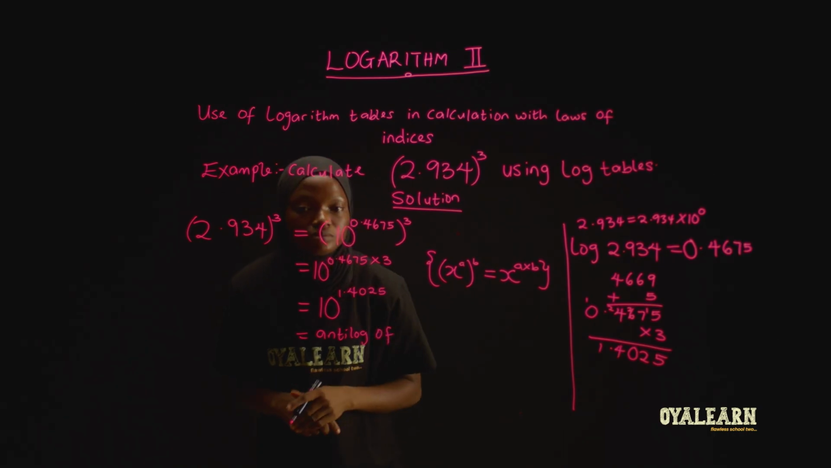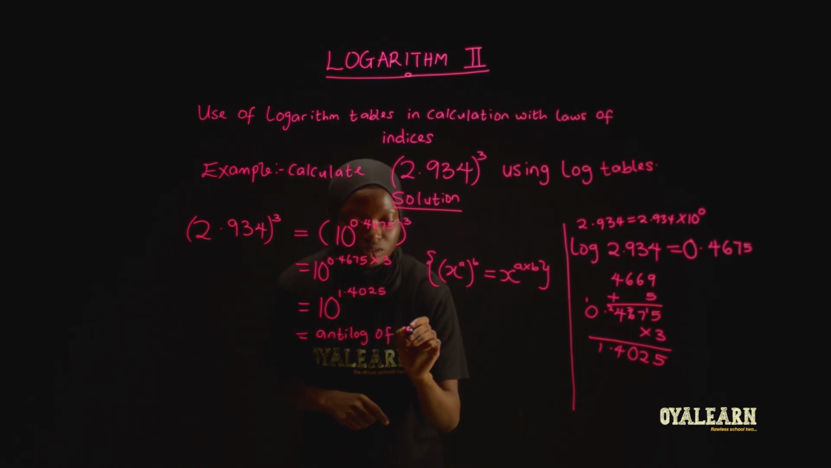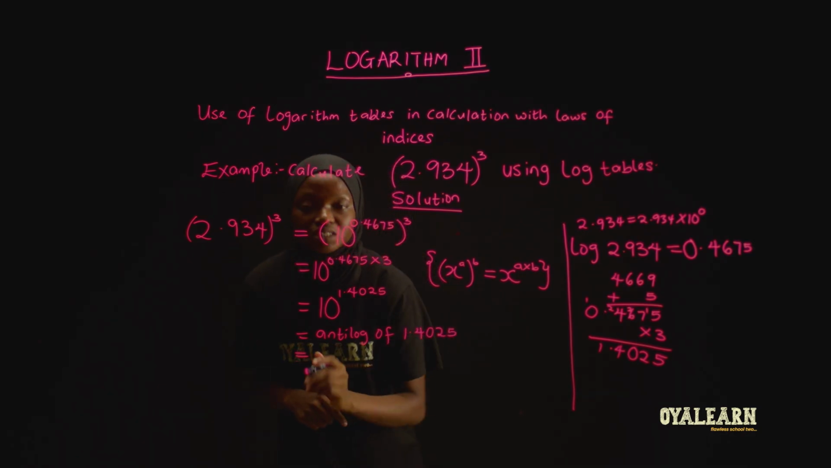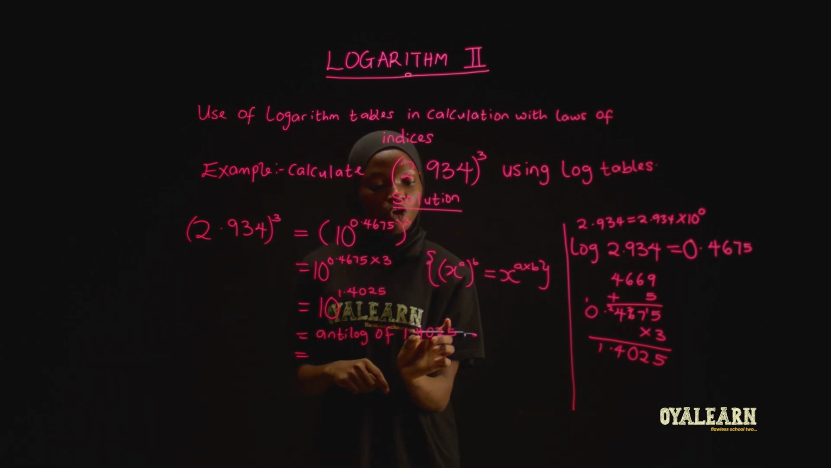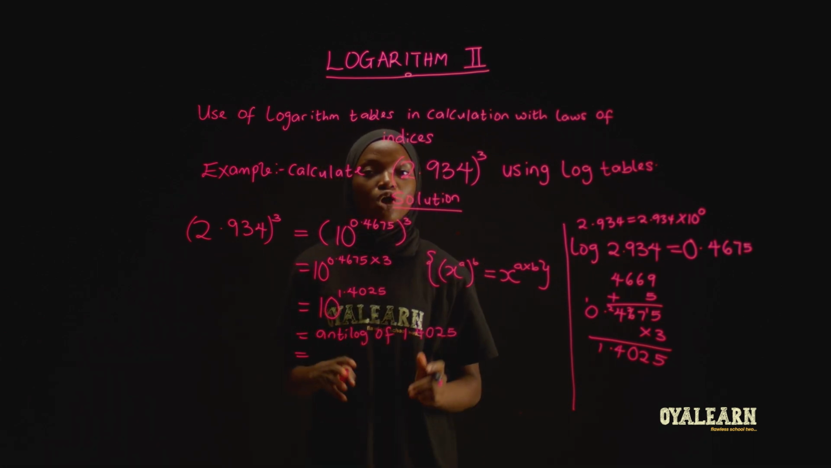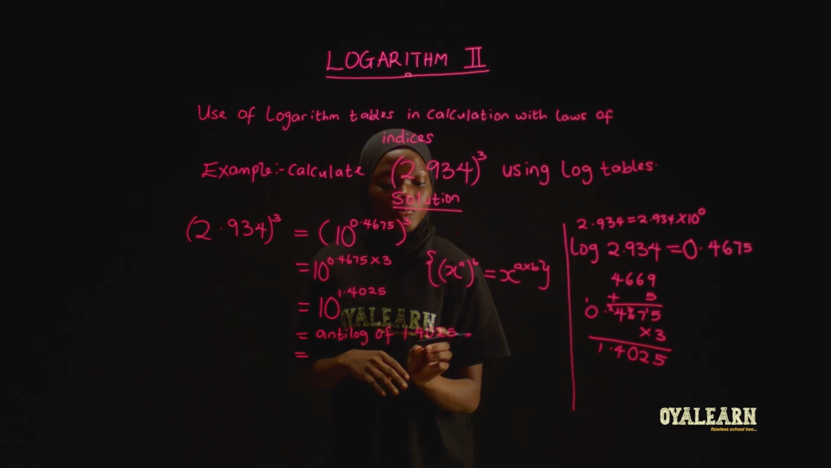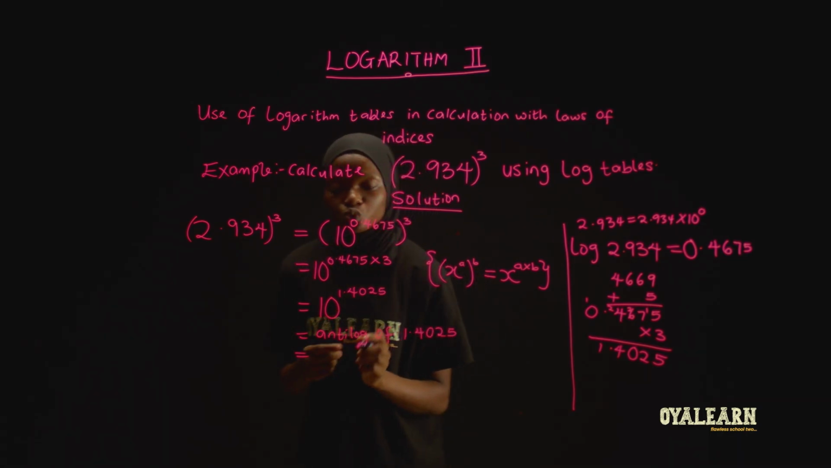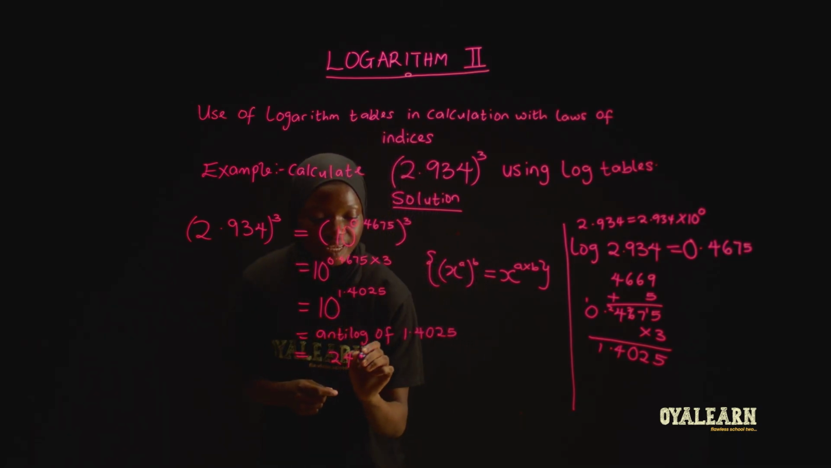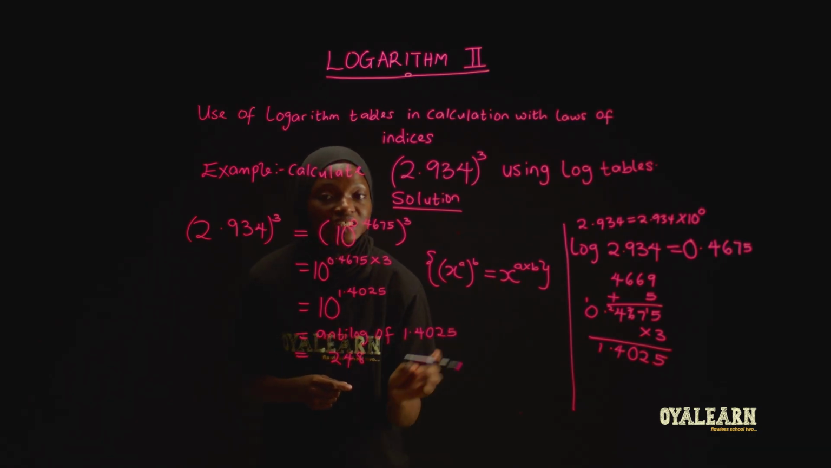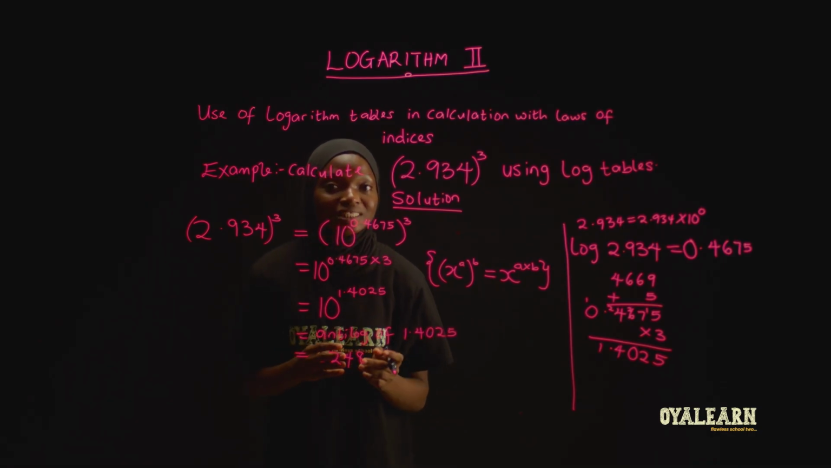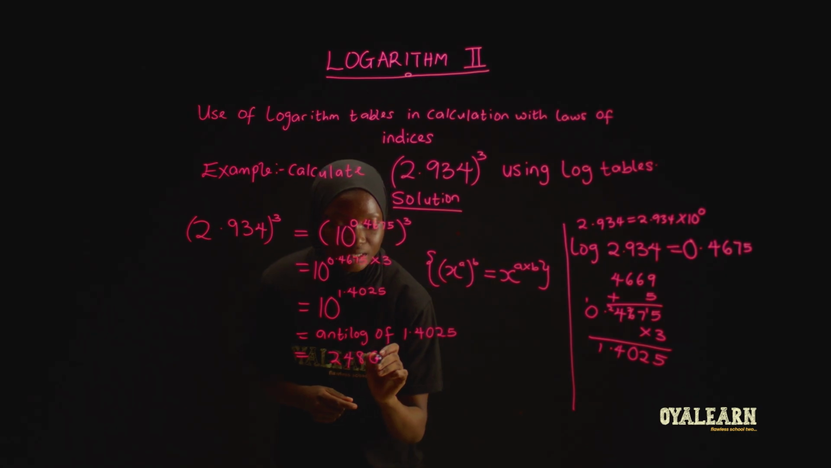of 1.4025. To find this value, we take the reading of 40 under 2, difference 5, under the antilog table. And 40 under 2 gives 2483. Difference 5 gives a value of 3. So when we add the last digits together, we have 6.